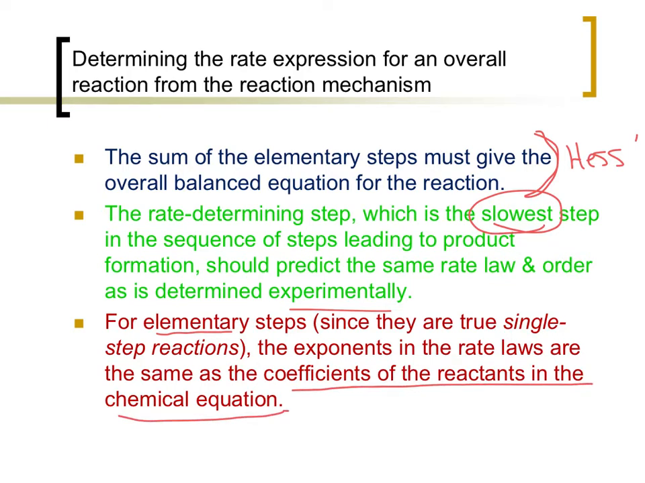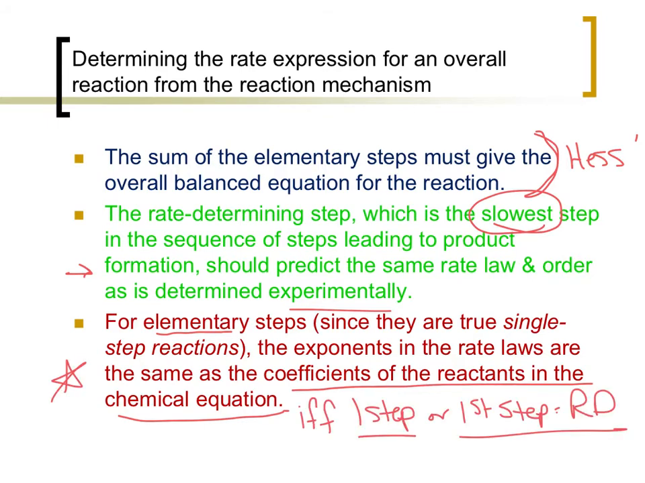So that was something we said do not do in honors chem, and that was because we didn't know it was a one-step reaction. And one-step reactions are very rare. So this is only true if you have a one-step reaction or if it's just the first step that's rate determining. That's going to be what the rate law is written from.